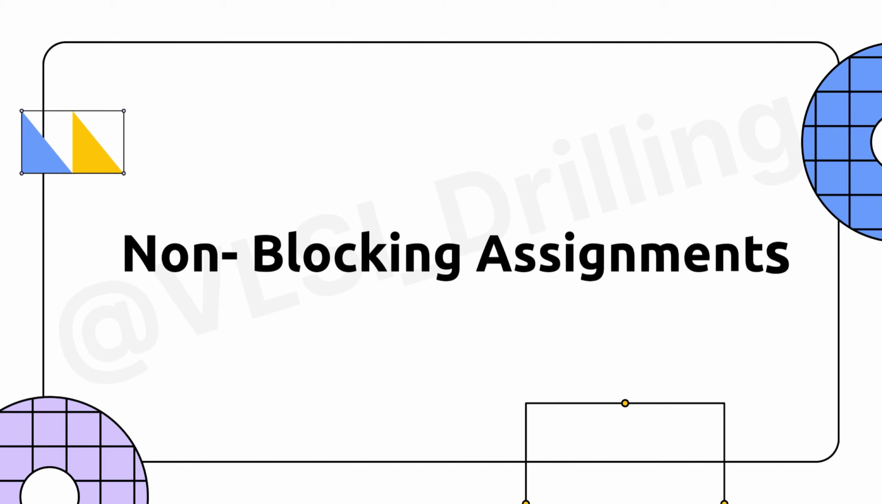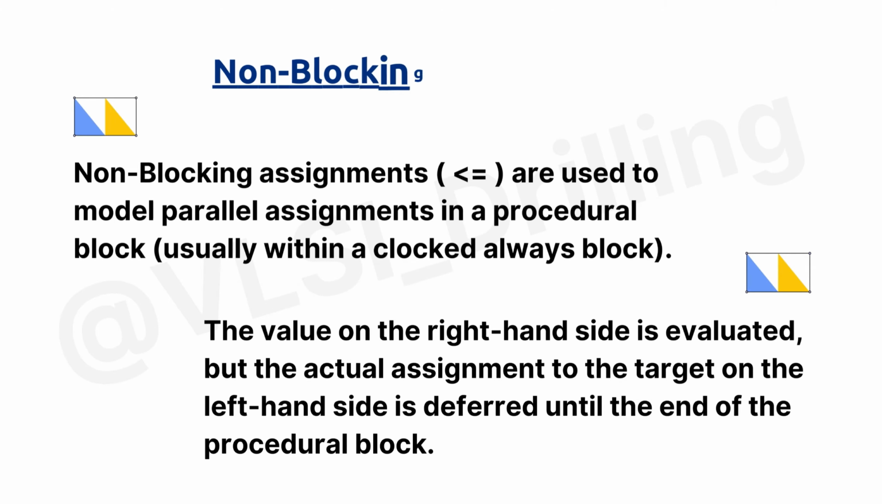Now let us study non-blocking assignments. Non-blocking assignments, less than equal to, are used to model parallel assignments in a procedural block, usually within a clocked always block. The value on the right hand side is evaluated, but the actual assignment to the target on the left hand side is deferred until the end of procedural block.